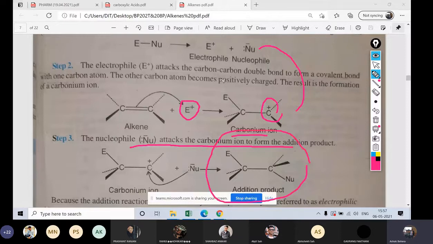Please remember, this is the mechanism of all addition products, whether you are adding HBr, whether you are adding Br2, whether adding H2SO4, whether you are adding boron, diboron, okay, whatever reagent addition reaction, they will follow this mechanism. So it's an important question, please remember.